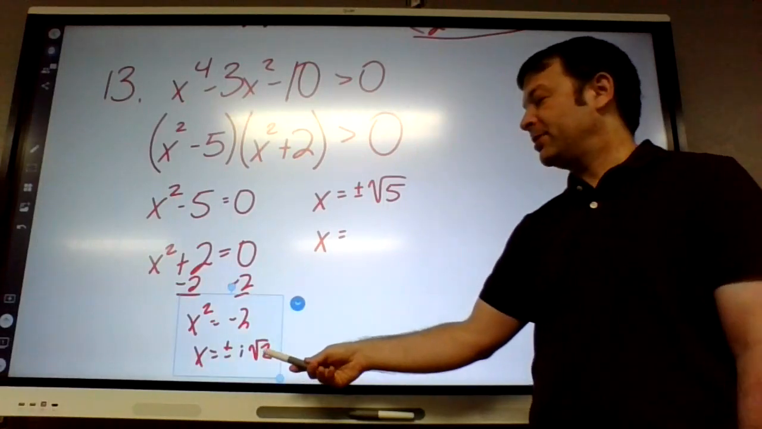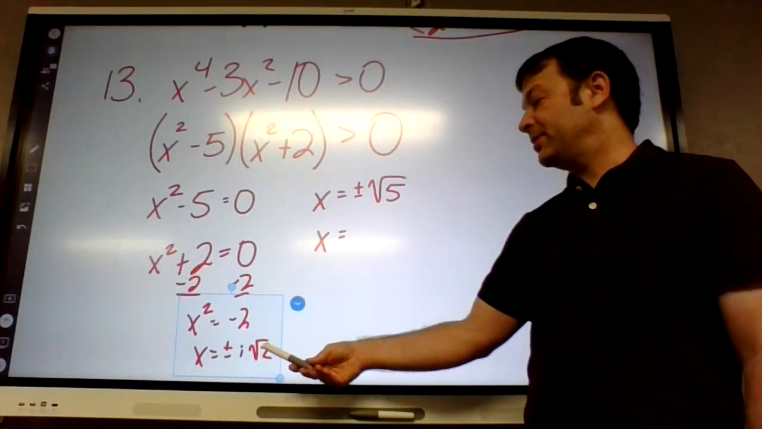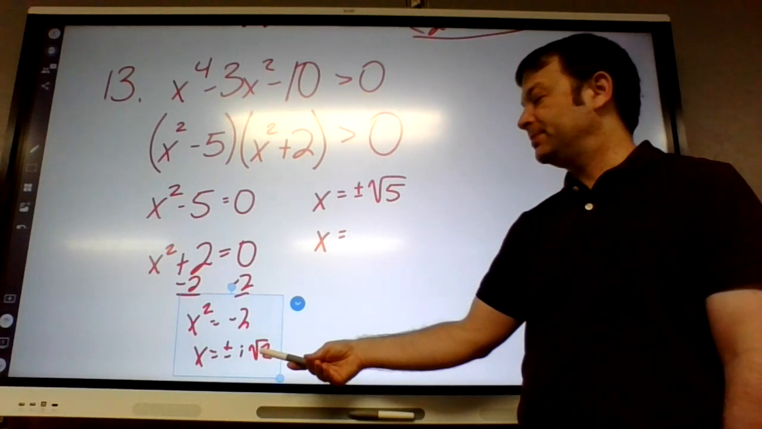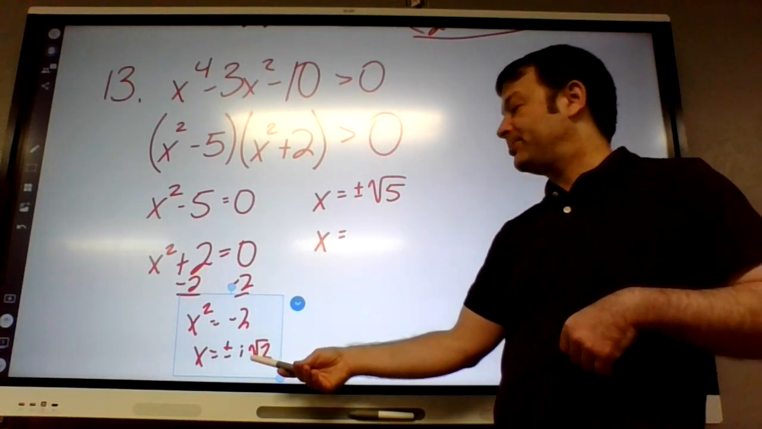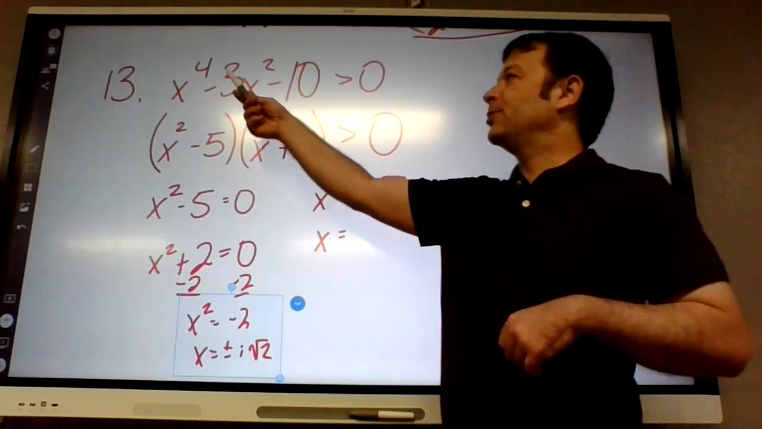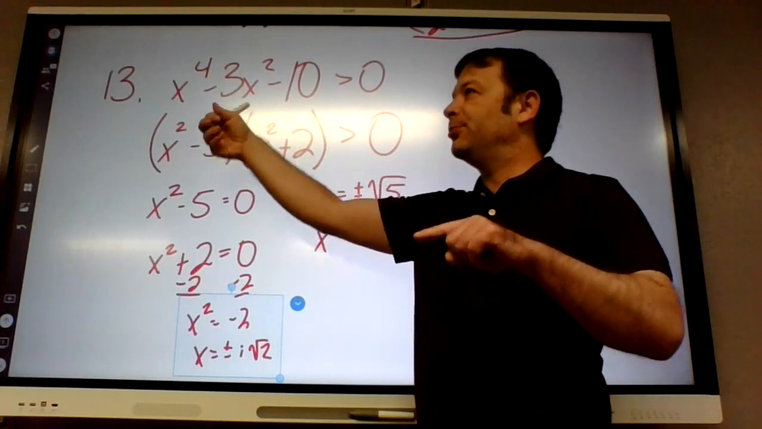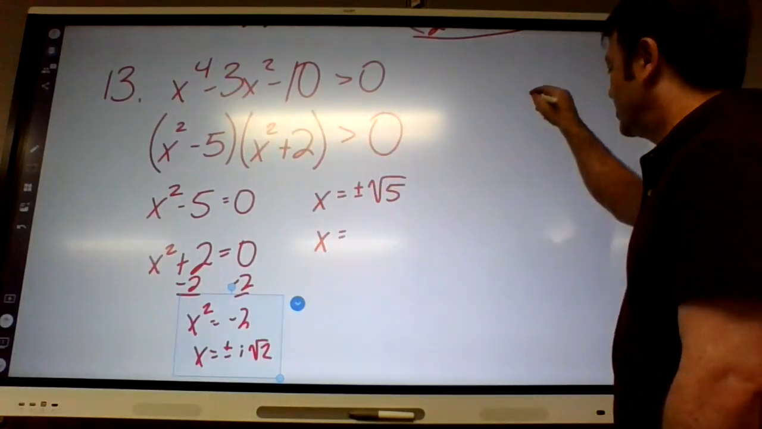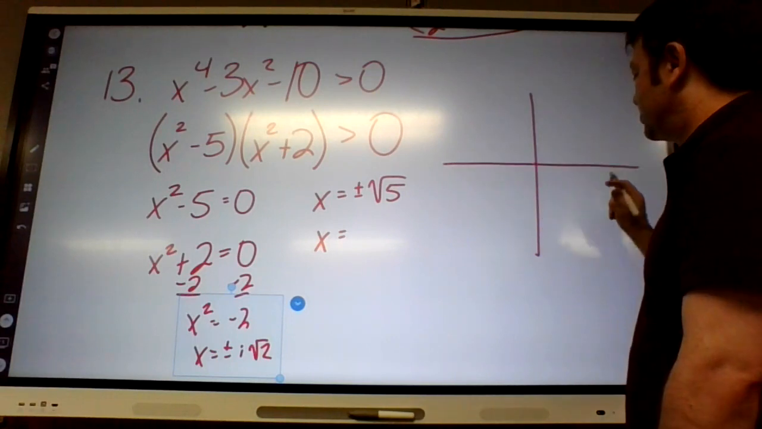Imaginary answers are not real, so there's not a zero at these spots. So even though there's 4 roots, there's only 2 real roots. In other words, on the graph, it's only going to cross twice.